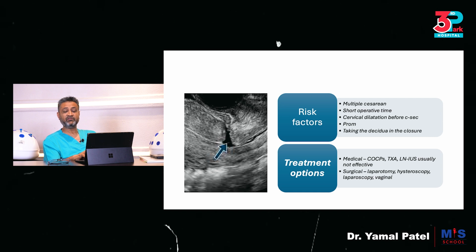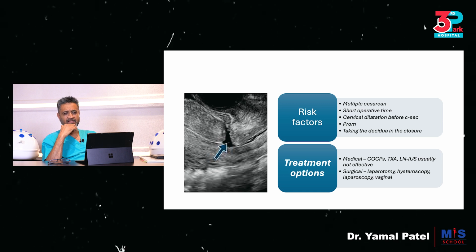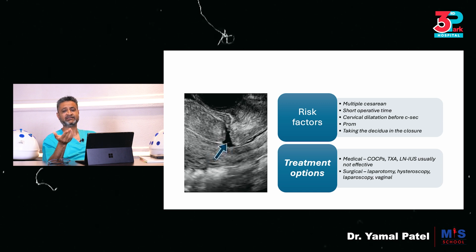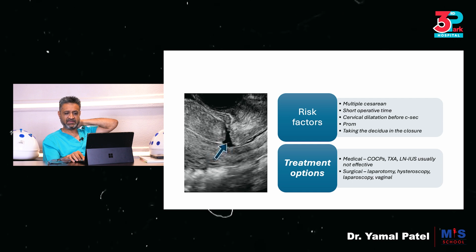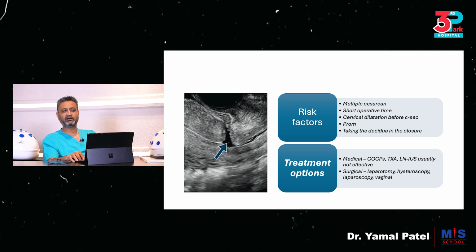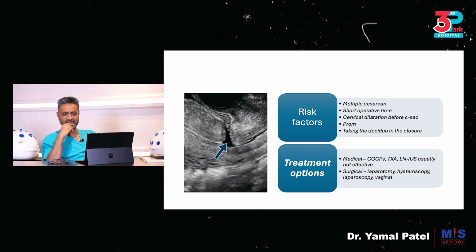Cervical dilatation before the cesarean, so as I've said, a higher chance of it happening when you're in advanced labor than in elective planned procedures or procedures that are done a bit early, when there was already a premature rupture of membranes, and taking the decidua in the closure. So when you close the cesarean scar site and you've taken the decidua in it, you have a higher chance of ending up with a niche.